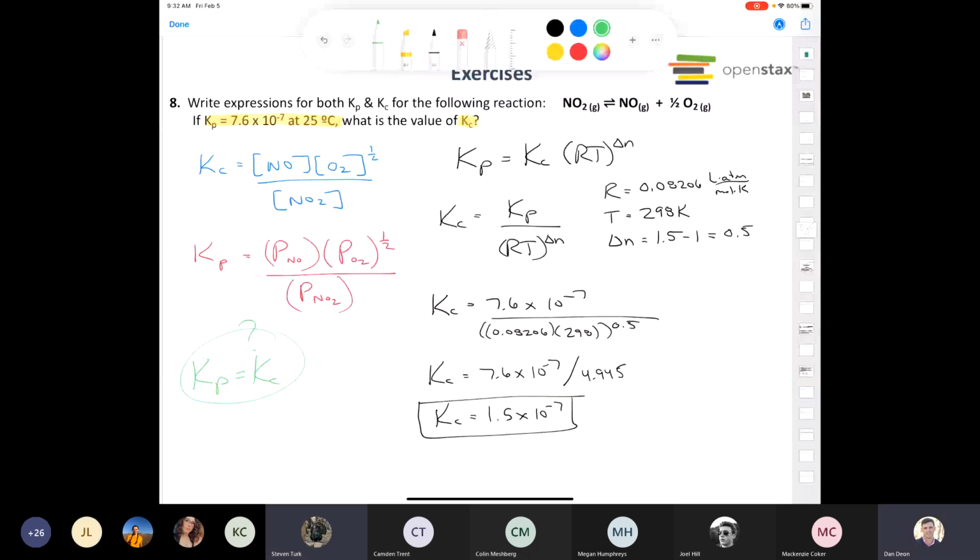Can you repeat that? Sorry, I couldn't hear you. When n equals 0. Yeah, when delta n is equal to 0.